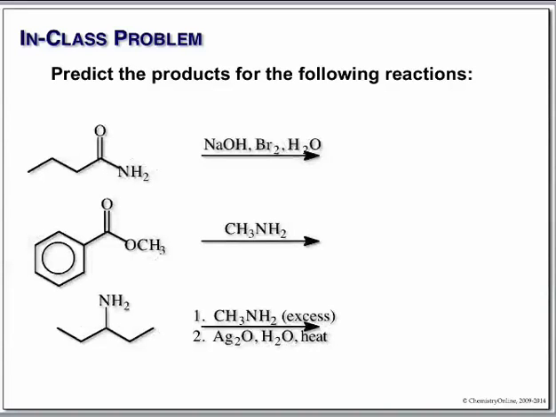One more quick set. Our first one is one of our rearrangement reactions. It's an amide with base and bromine. Our second one, we're adding methylamine to an ester. Remember, nitrogen attacking an ester, that's the step that happens on the ribosome when you build a protein. Here we're going to take our amine in the presence of silver oxide, etc.